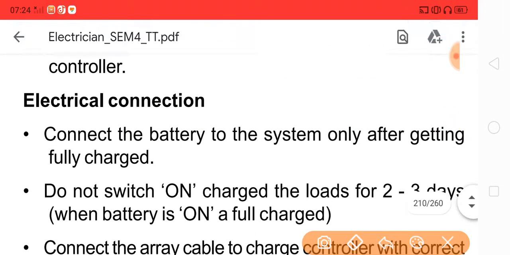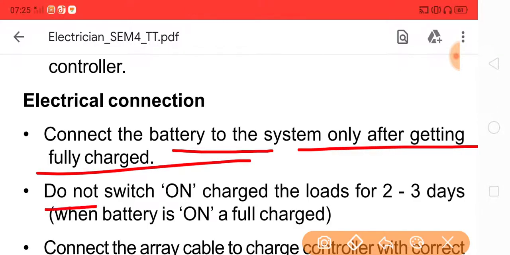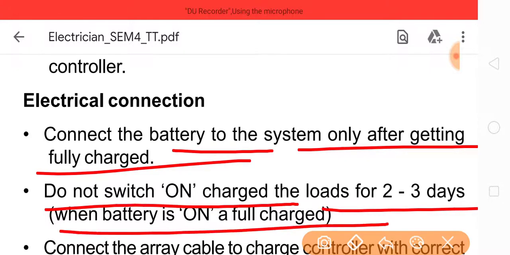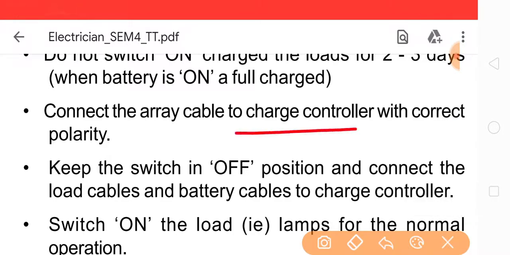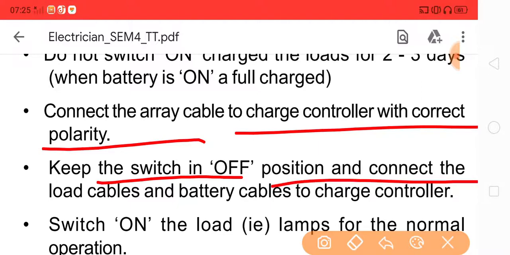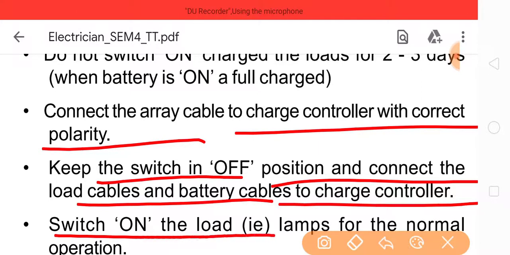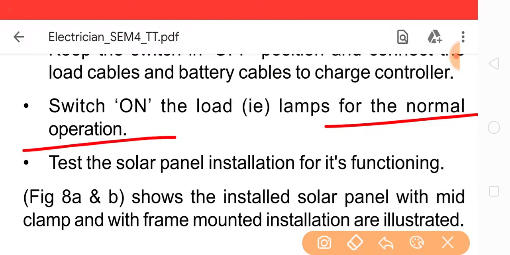Electrical connection: connect the battery to the system only after it is fully charged. Do not switch on the load for 2 to 3 days until the battery is fully charged. Connect the DC cables to the charge controller with correct polarity. Keep the switch in the off position and connect the load cable and battery cable to the charge controller. Switch on the load and lamps for normal operation. Test the solar panel installation for its function.